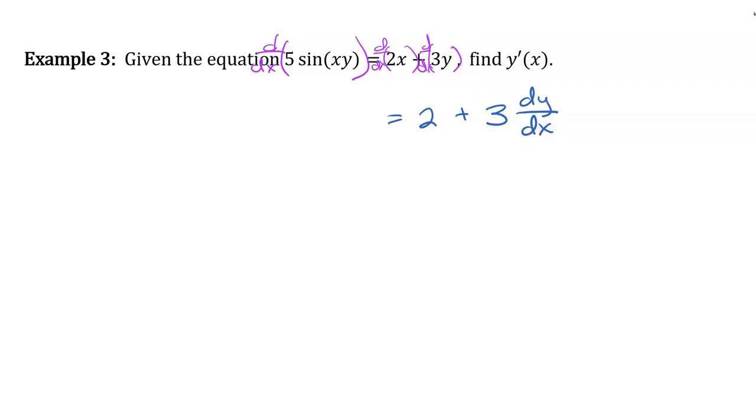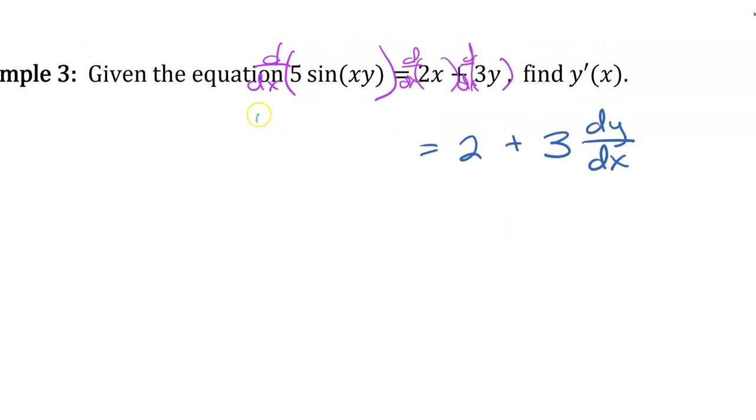But the derivative of our left side is not nearly as nice because we have the sine, but we also have that xy in the middle. So we're going to need the product rule for the multiplication, and we're also going to need the chain rule. So the 5 will come out front. So I'm just going to push that to the side for a second. And let's focus on just the inside.